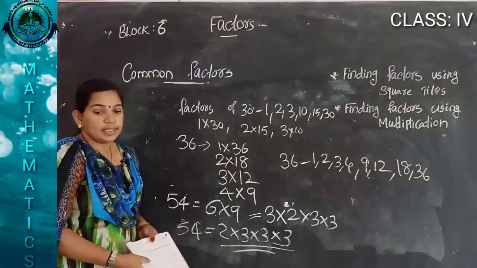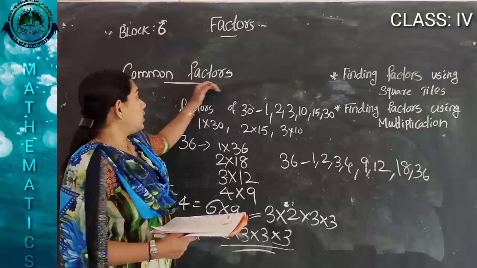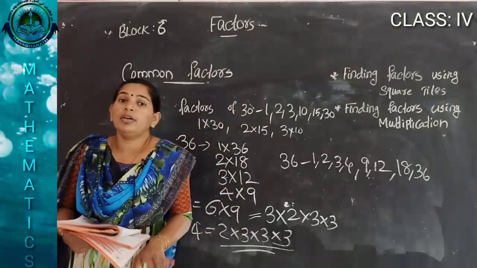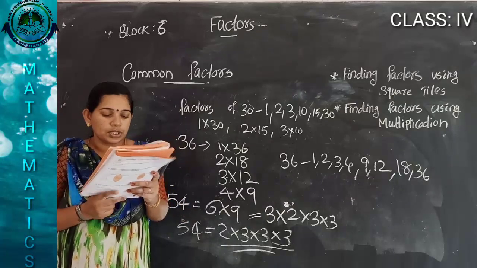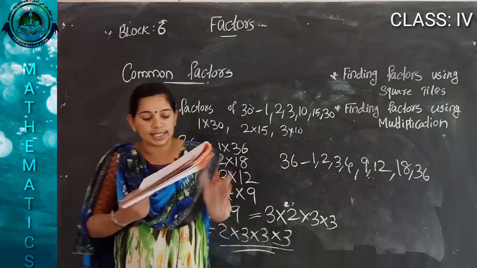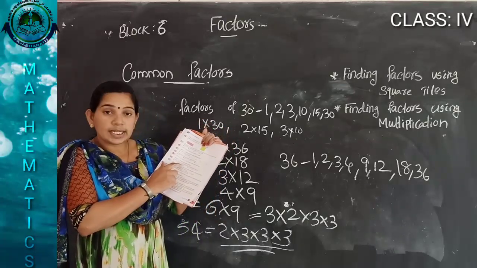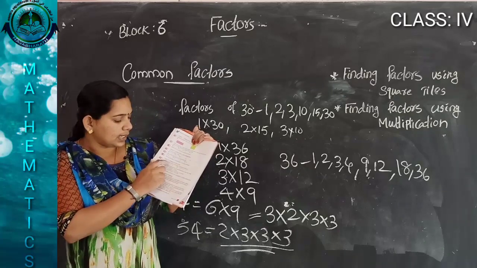These are the answers. Then today we will discuss finding common factors. First we want to find factors, then find the common factors. First question. Find the common factors in each pair of multiplication sentences. Here some multiplication sentences are there. From that only you find the common factors.